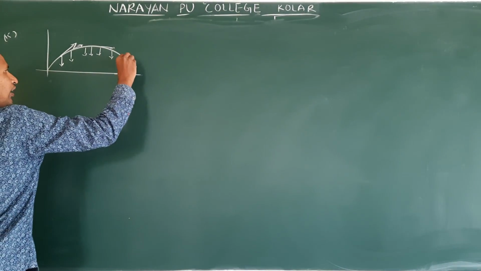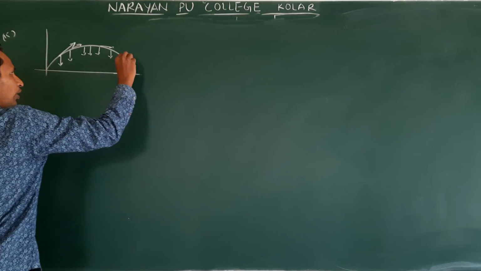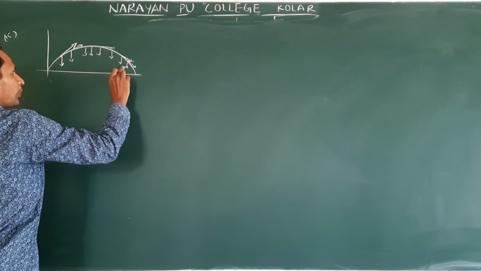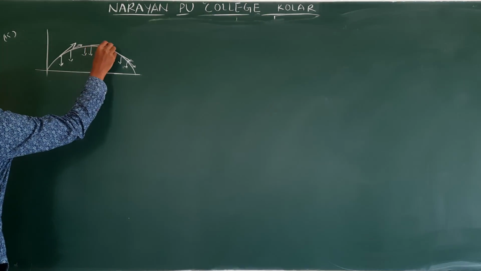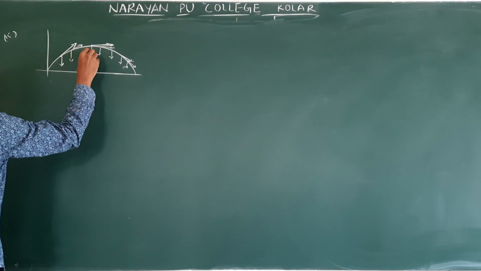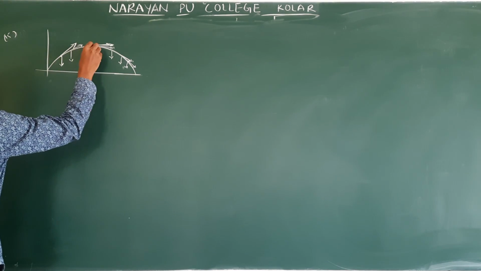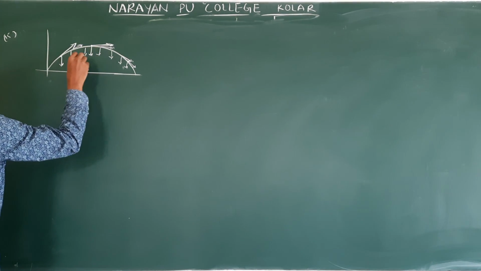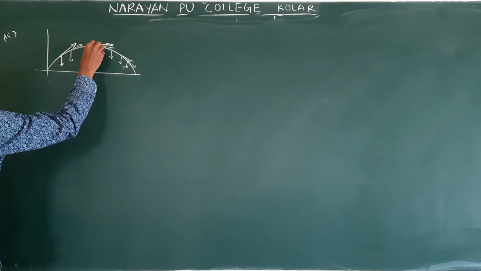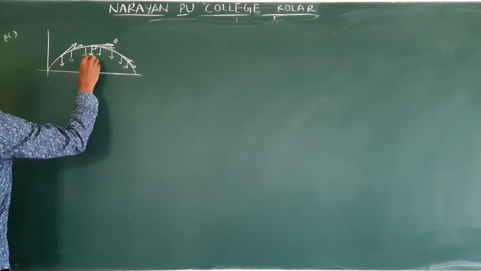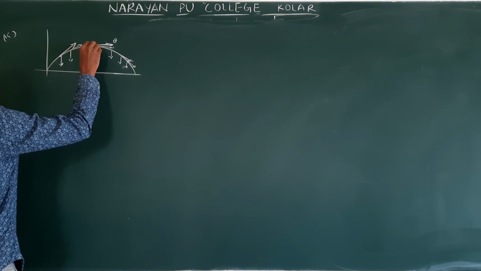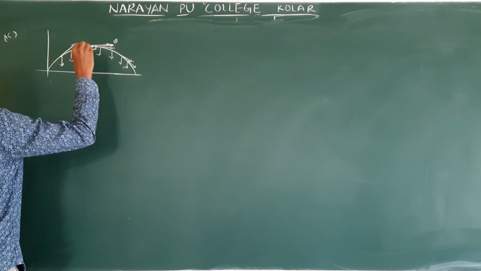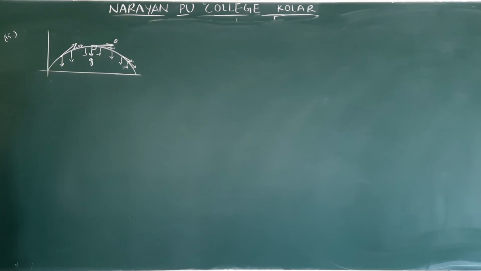At all points, are these two perpendicular? No. If you draw the tangent here, this is the case at the top of its path or its motion. This is velocity and this is acceleration. Both are perpendicular for projectile motion at the maximum height. At the maximum height, velocity and acceleration are perpendicular.